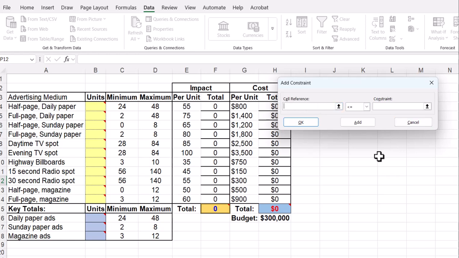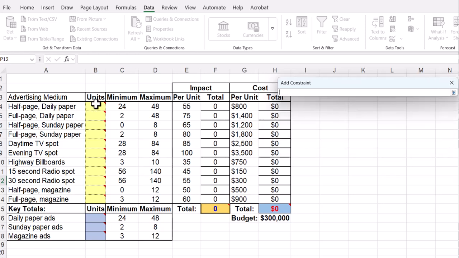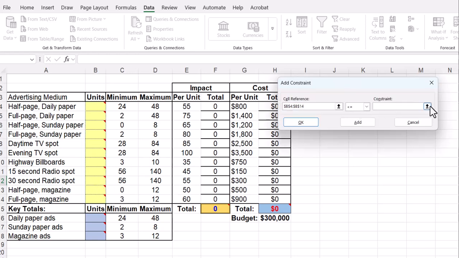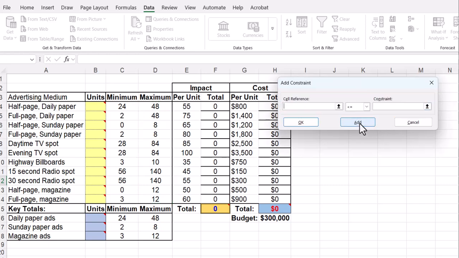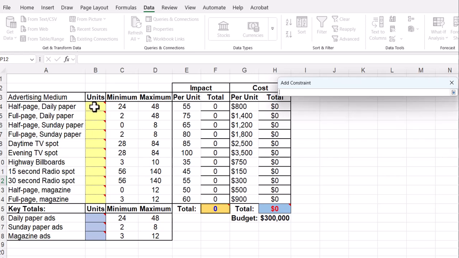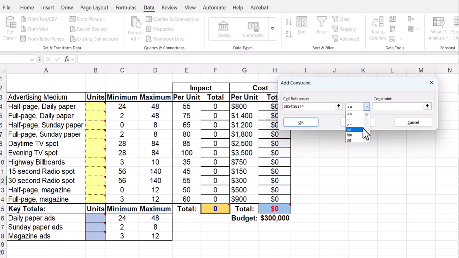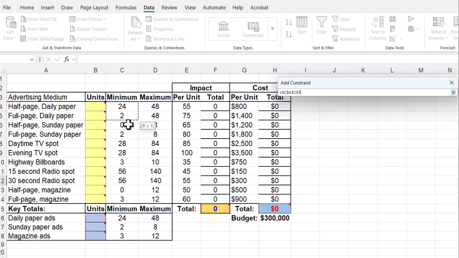No numbers. So my first one, I'm going to deal with my maximums. And so what I need is for these units to be less than or equal to, and what does it need to be less than or equal to? My maximums. And then I say add. So that constraint is saved, and I'll just keep adding them. So I'll go ahead and finish this one, and I'll say that my constraint is going to be these number of units. And in this case, it needs to be greater than or equal to my minimums.